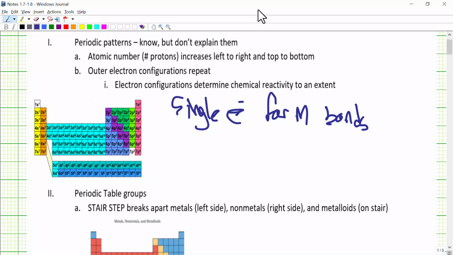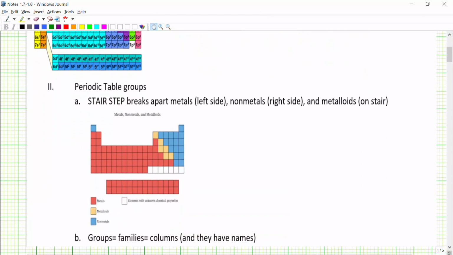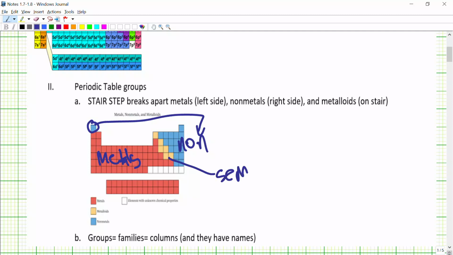Periodic table groups. The stair step breaks apart metals on the left side. So these are my metals. These are my non-metals. And notice how this is also a non-metal. And these guys right here are called semi-metals, and they're also the exact same thing as metalloids.